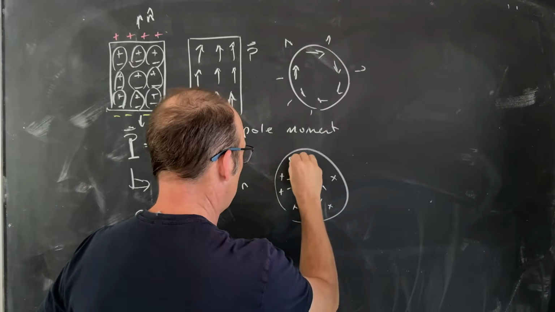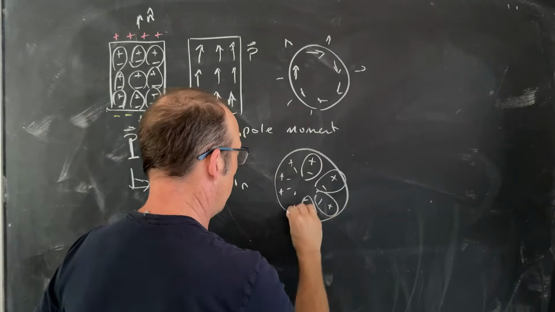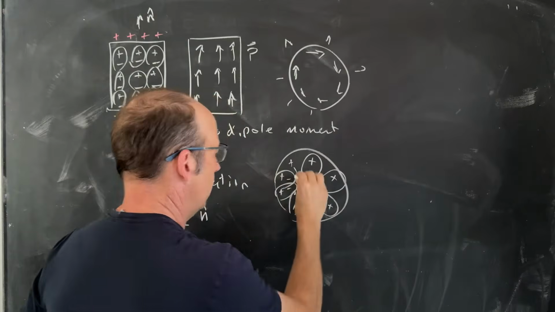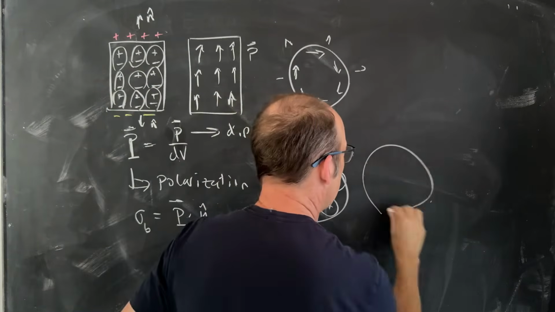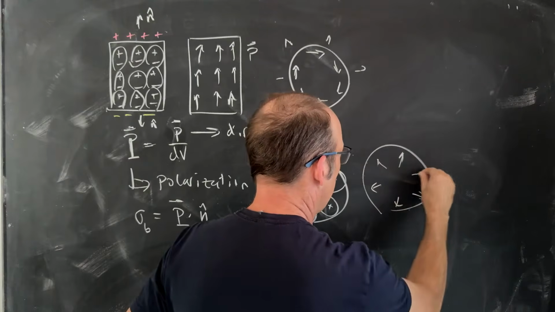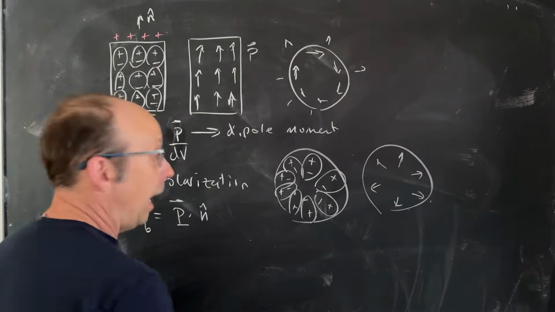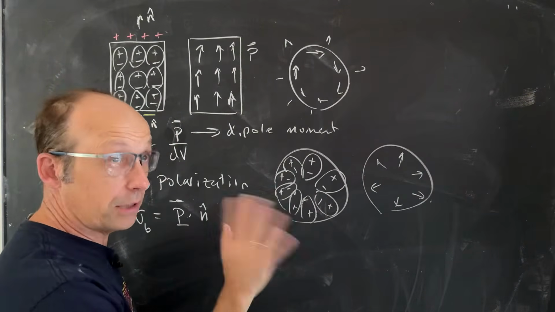It's hard to draw. So here are my atoms or molecules or whatever they are. If I draw the polarization vector, it's going to be this way, right? These are the dipole moments, so the polarization has some radial function to it. I am going to get a surface charge density, but let's not worry about that.